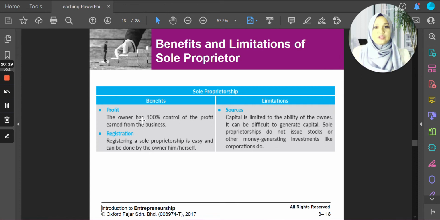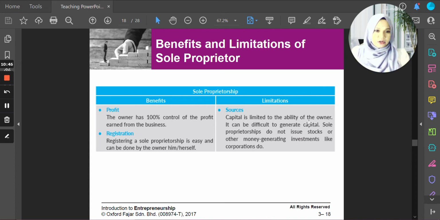That's it. So easy. While the limitations could include, when you talk about the capital, the capital that you own is limited to the ability of the owner. Meaning to say, because you are the only owner and you only have 10,000, that's it. That's the only amount of capital that you can put into the business. Unlike when you have a partnership, you have more people, then you can put more capital into the business, right?